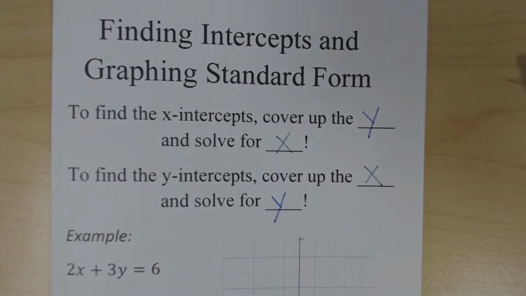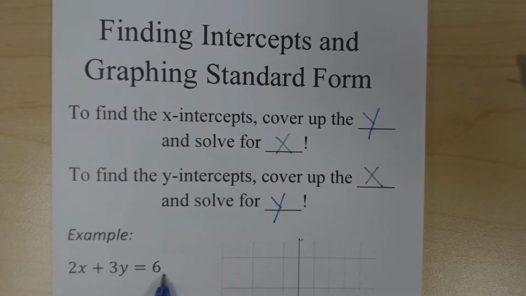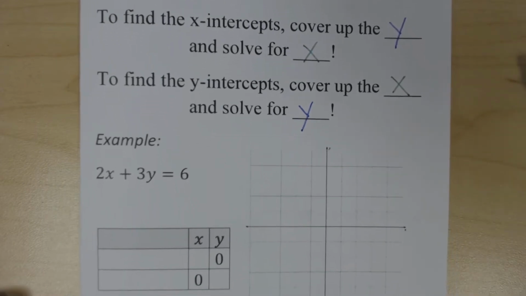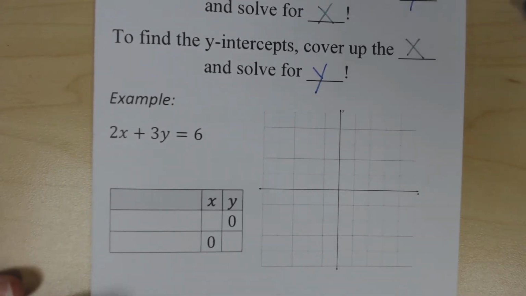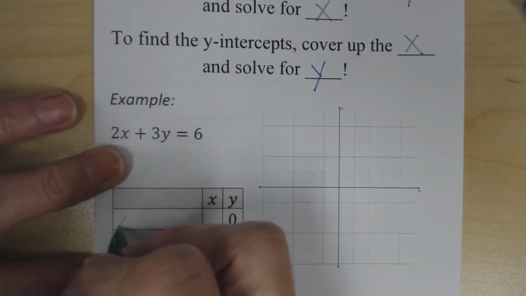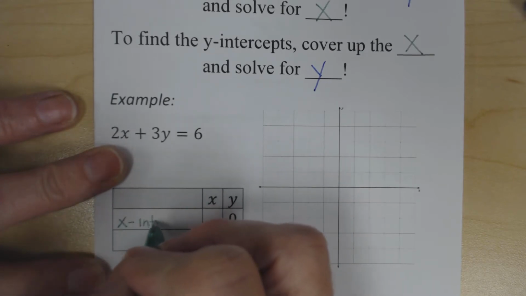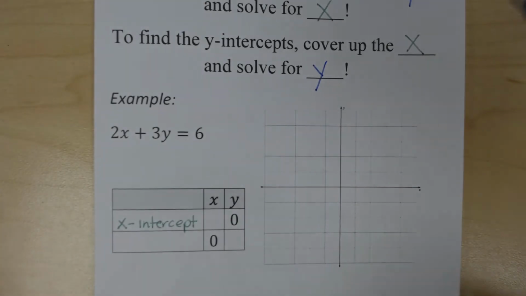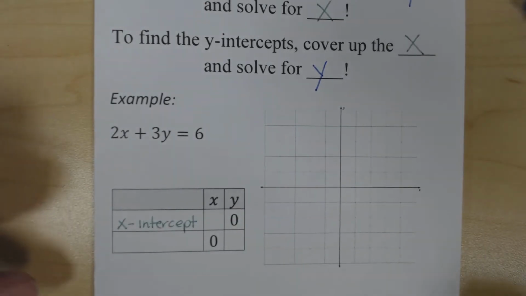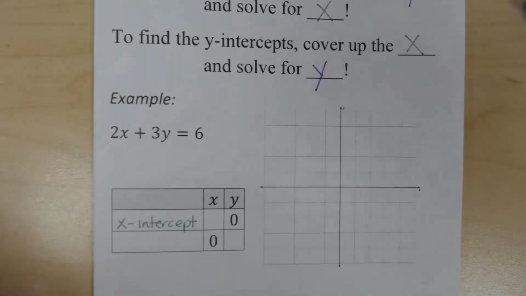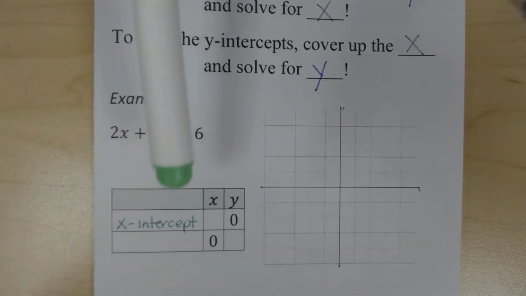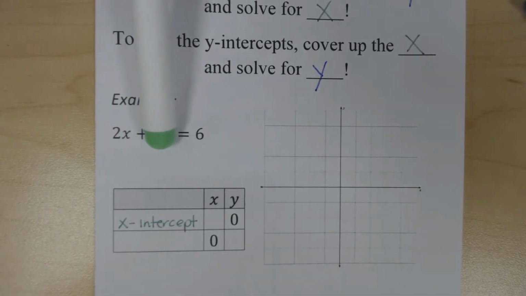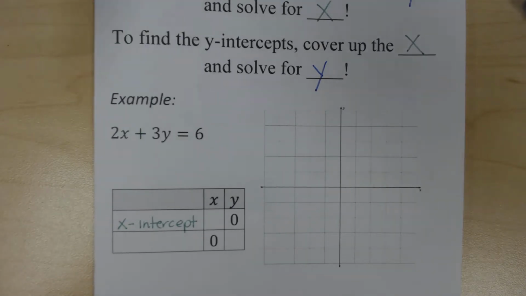So here's an example. We have 2x plus 3y equals 6. So what we have is a linear equation in standard form. What we're going to do first is find the x-intercept. In order to find the x-intercept, we're going to cover up the y. So I'll just cover up the y here, and then we have the equation 2x equals 6.